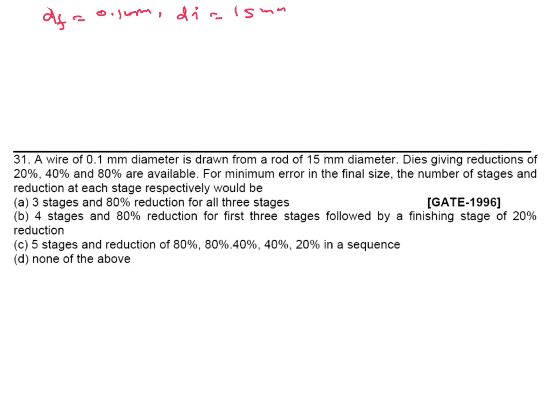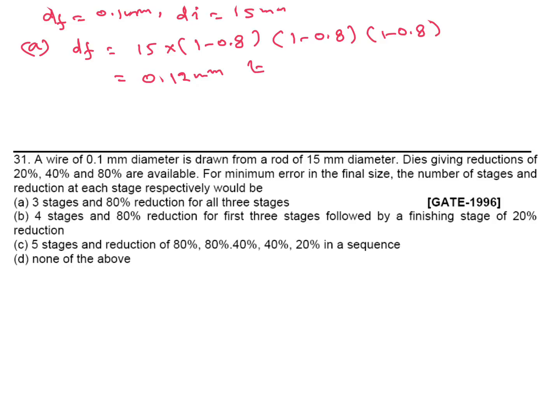So in option A, final diameter is initial into 80% reduction. So 15 times (1 minus 0.8) for 3 stages, (1 minus 0.8) three times. If you calculate this one, you will get 0.12 mm. So error E is given 0.12 minus given 0.1 mm, 0.02. This is your error in option A.